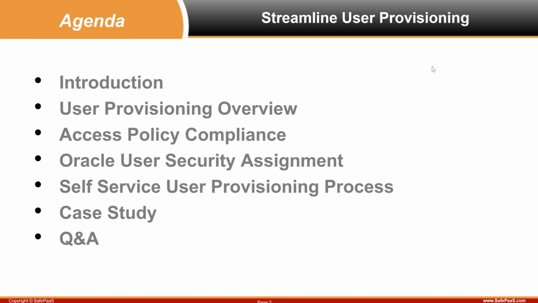And then we're going to go through an example using Oracle Applications for a user security assignment. It sounds like a pretty straightforward process, but it's much more involved and complex than most people are aware of. And then we'll go into self-service user provisioning and how we can improve that process with a product that SafePass provides called iAccess. And then we'll just introduce a case study of one of our clients that have improved their overall provisioning process, but also their risk management capabilities with SafePass.